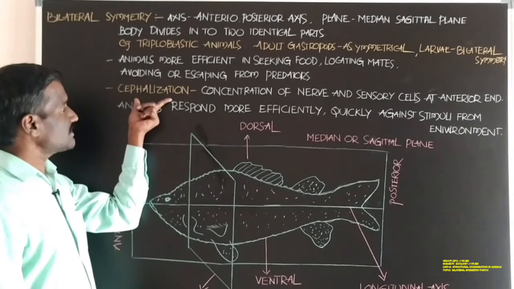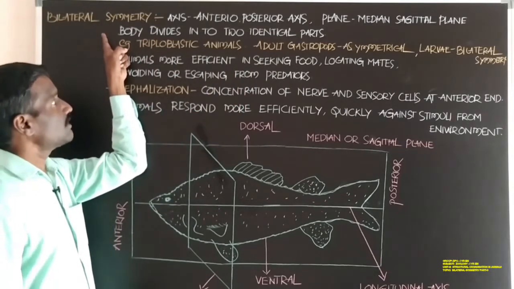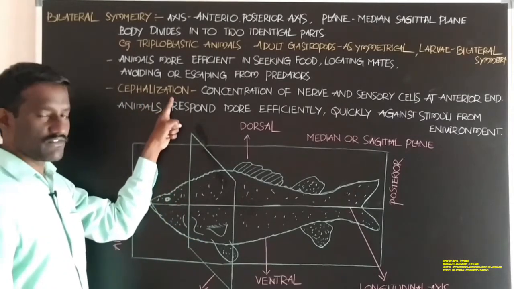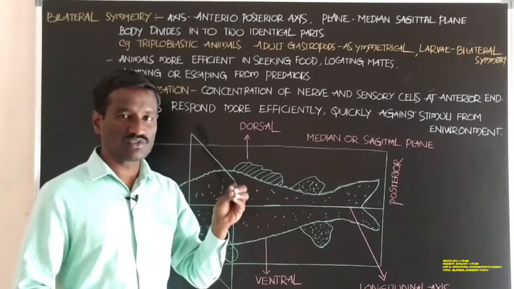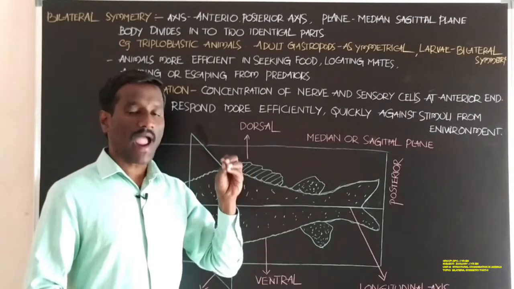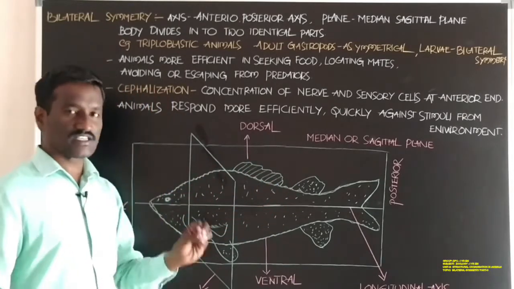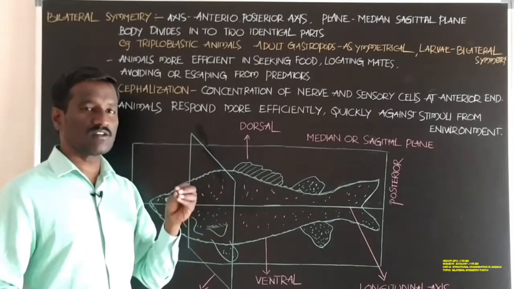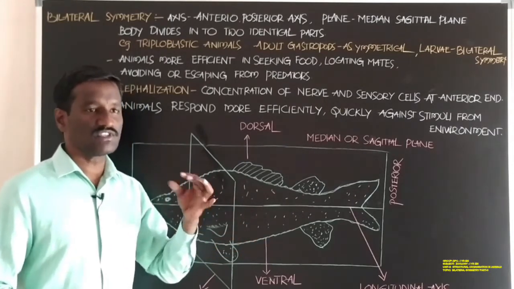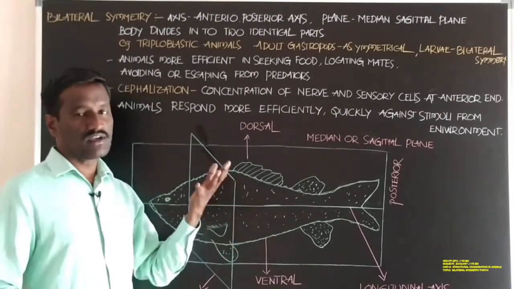Next, cephalization is available. These are all activities performed by bilaterally symmetric animals because of the presence of cephalization. What is the meaning of cephalization? Students, it is the concentration of nerve cells and sensory organs at the anterior portion of the body. That is called cephalization. Because of cephalization, these animals respond more efficiently and quickly to stimuli that come from the surrounding environment.